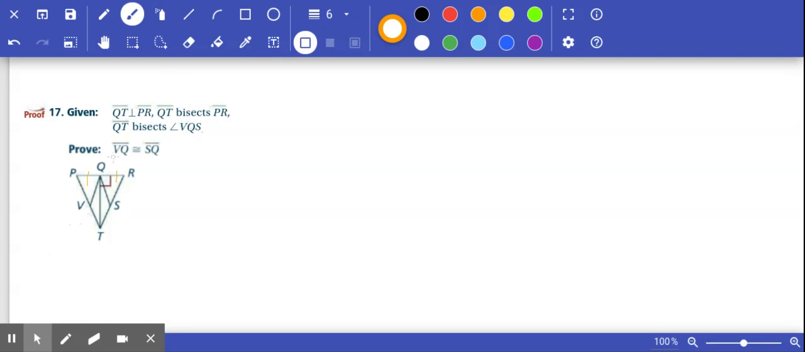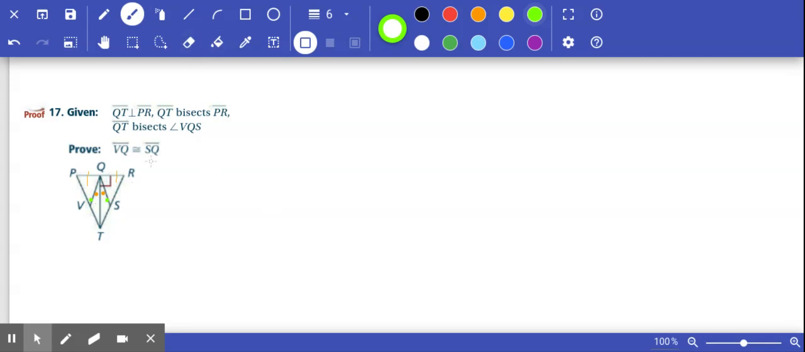So VQS is this internal angle here. That means, and I'm just going to put a dot instead, I'm going to say this angle and this angle are congruent, okay? So what we're looking to prove is that VQ is congruent to SQ. I'm going to grab some green and say that VQ, that's this internal line right here, is congruent to this internal line right there. All right?